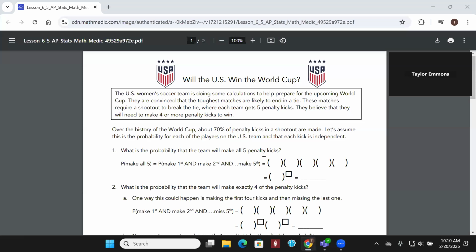Okay, so the U.S. women's soccer team is doing some calculations to help prepare for the upcoming World Cup. They are convinced that the toughest matches are likely to end in a tie. These matches require a shootout to break the tie, where each team gets 5 penalty kicks. They believe that they'll need to make 4 or more penalty kicks to win. Okay, we are talking about a binomial random variable. On your paper, I want you to write binomial random variable up at the top.